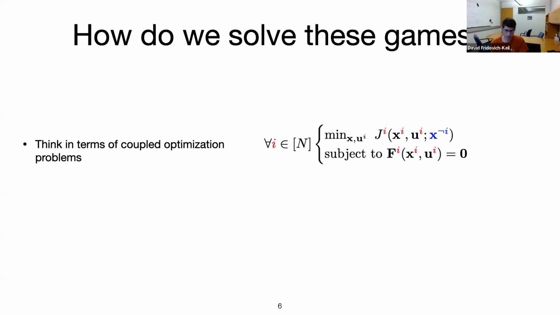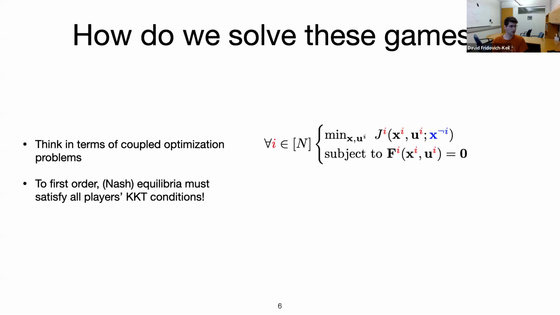If we look back at all these problems, then what's true here, at least to first order, and again, I haven't really told you what a Nash equilibrium is, but at a Nash equilibrium point, which is just a point where basically everybody is unilaterally happy, what definitely should be true is that all players' KKT conditions should be satisfied.